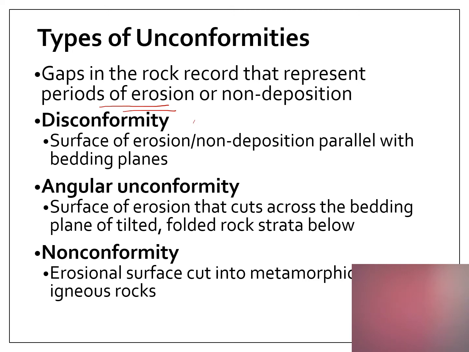So there are three types of them. There are disconformities, there are angular unconformities, and there are nonconformities. So let's just pick the disconformity first. In textbooks and in lab manuals, the disconformity or the unconformity is shown with a wiggly line.